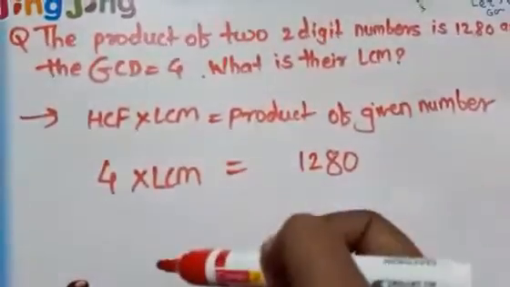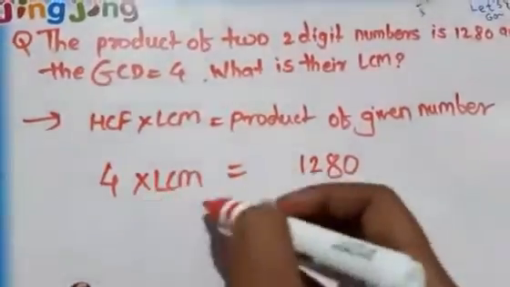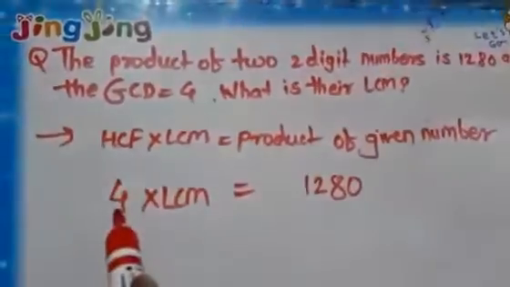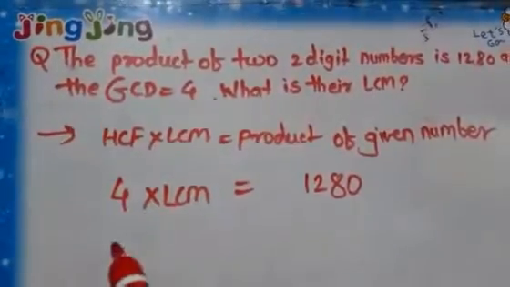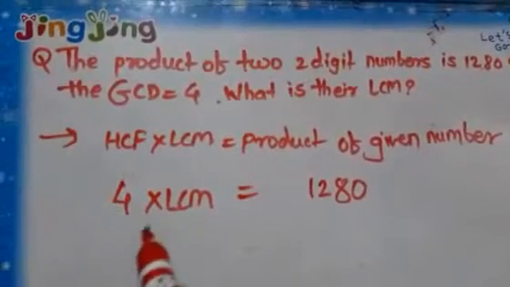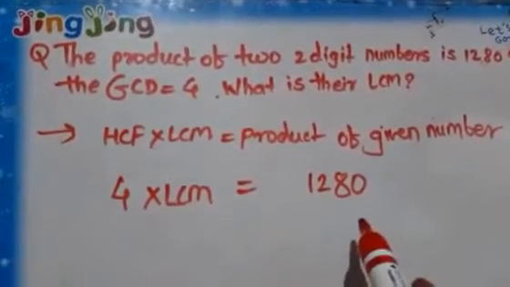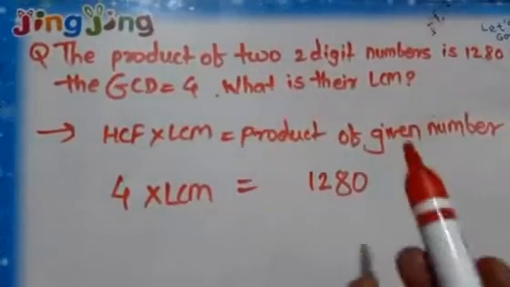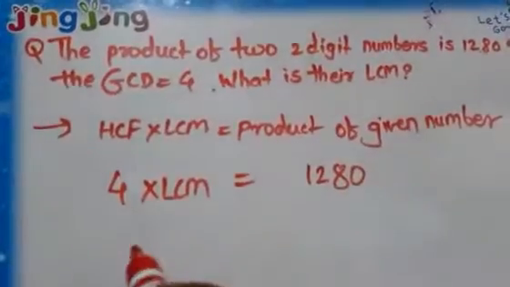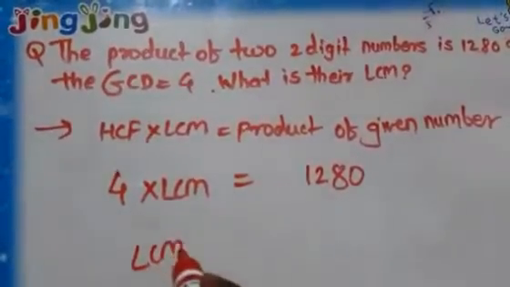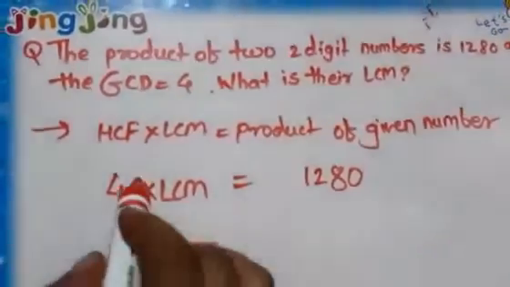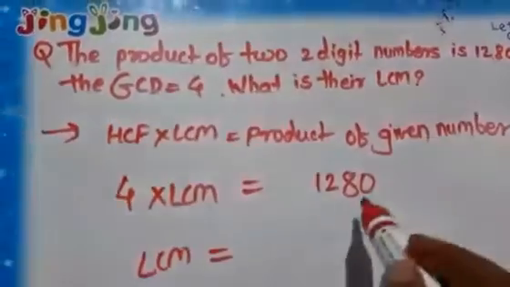Now, LCM: how to find this unknown term? Here you can see 4 into LCM. If this 4 I shift to the other side, or transpose next to the equal to sign, here what will remain? Only LCM is equal to. Means this extra 4 I will shift to this side.